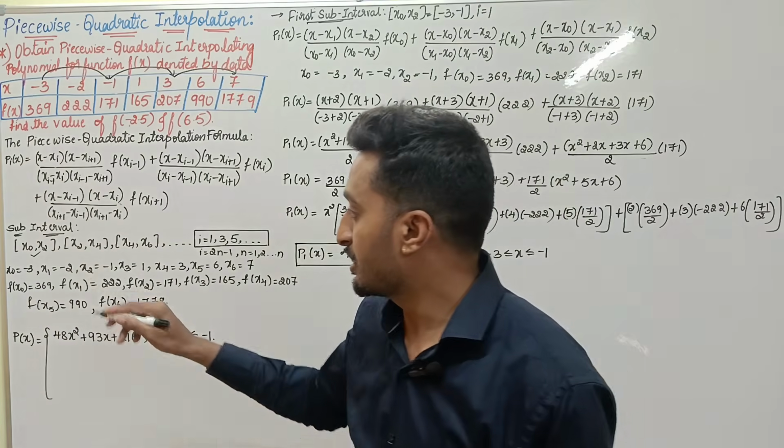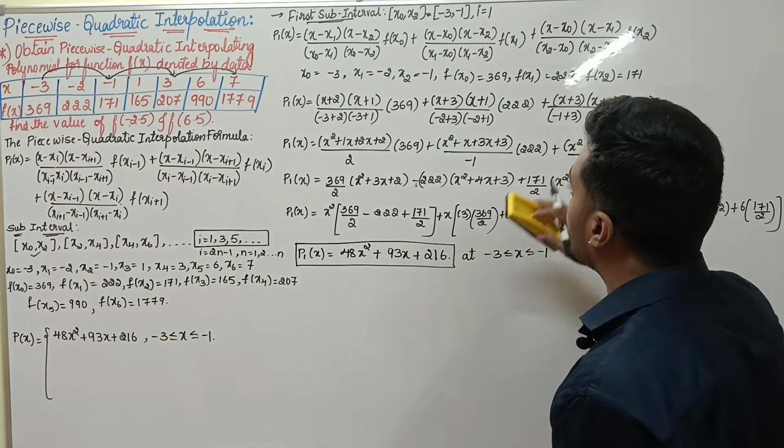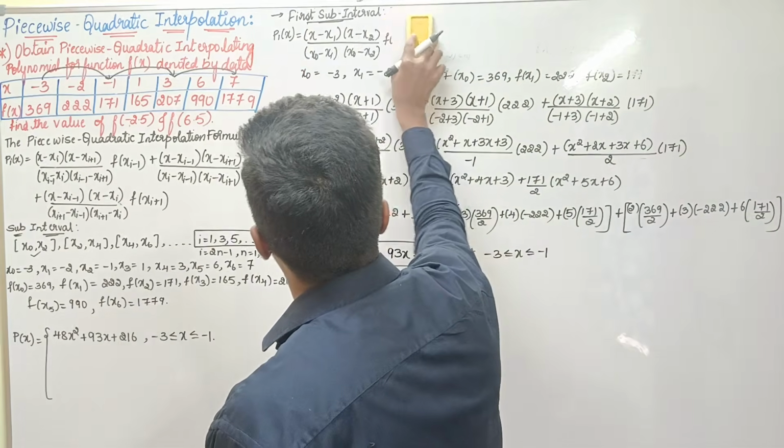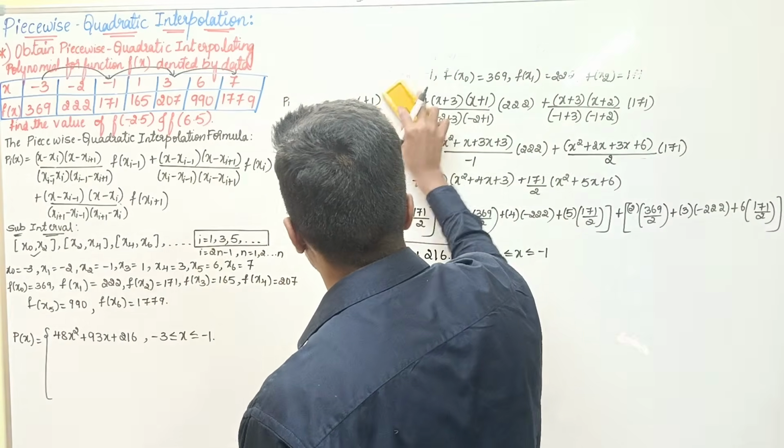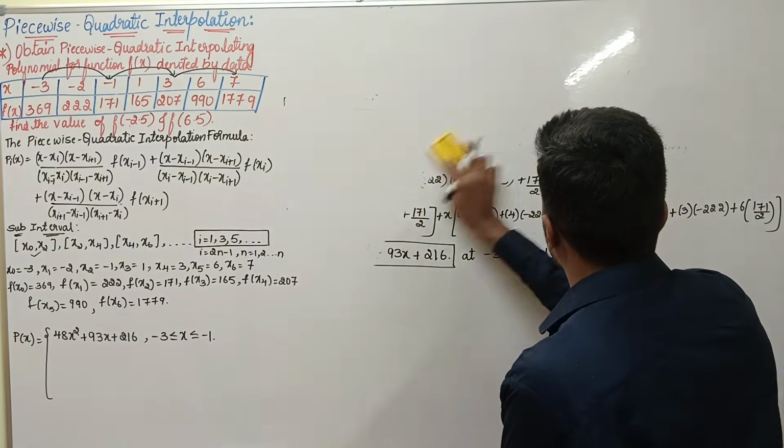Next, I need to go with the second subinterval, x2 comma x4. Now let us repeat it again. Let us erase this part. Now let us go with the second. Since I don't have space, I am going to erase.